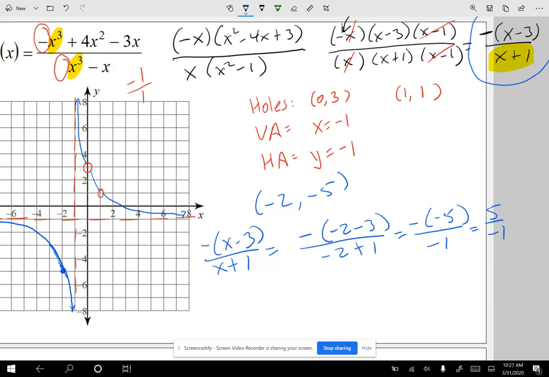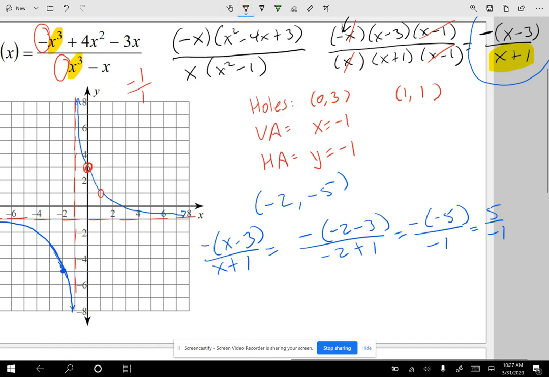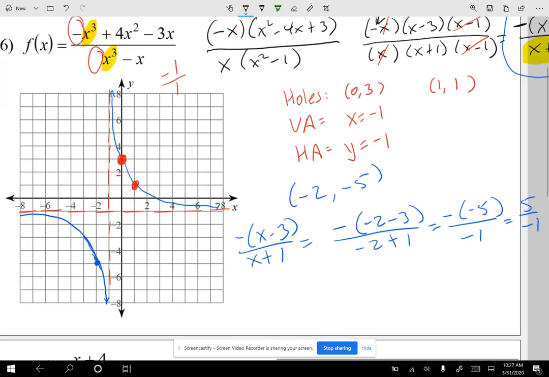So that's my graph. Now on your homework, on your choices for your homework, it's not easy to draw the hole. So it's going to look like a complete circle. Technically it's an open circle, but because of the size, it looks like a whole circle. So that's how it's going to look.